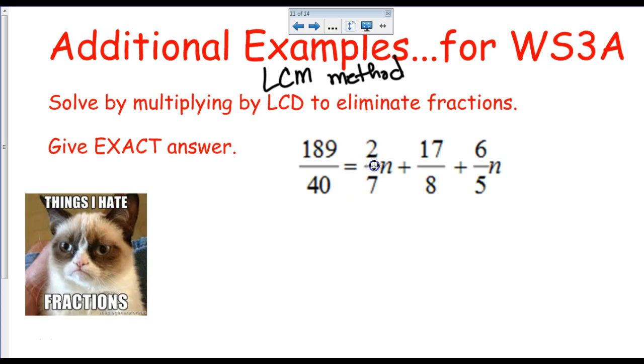So what we have to remember is in this method, since it's an equation, I can multiply every single term by the same common multiple. I do this in an effort to knock out all the fractions. So I look at all my denominators, and I try to find the least common multiple of all of those denominators.